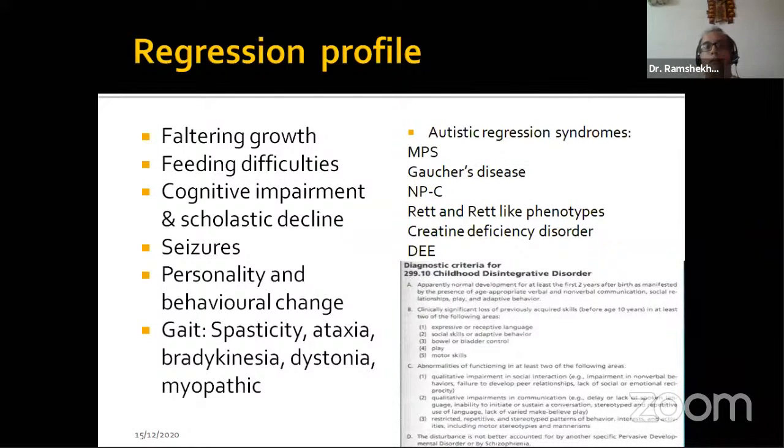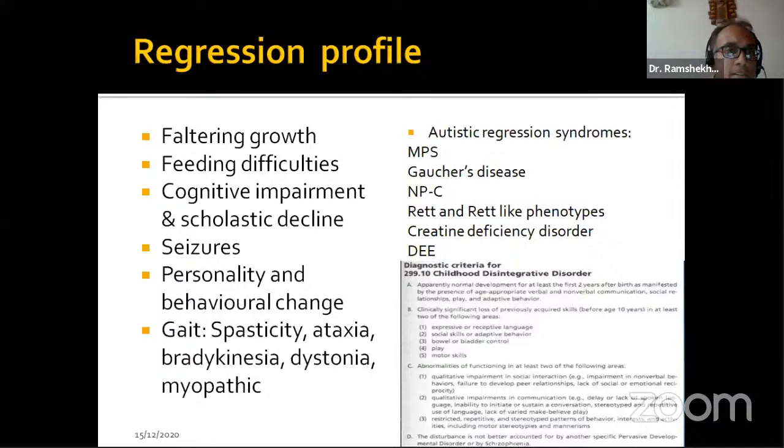So with regard to the regression profile of the child, you must understand how the regression has happened. So whether there is a history of faltering growth and feeding difficulties, which ultimately lead to the entity referred to as failure to thrive, whether the cognitive impairment is in a specific domain such as language, social skills, adaptive behavior, or more specifically in older children, that is beyond 12 years of age, you would be able to judge whether the decline has happened in the memory domain, the executive domain, praxis domain, language domain, or perceptual domain.